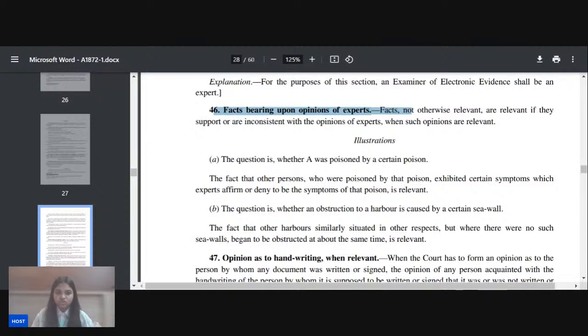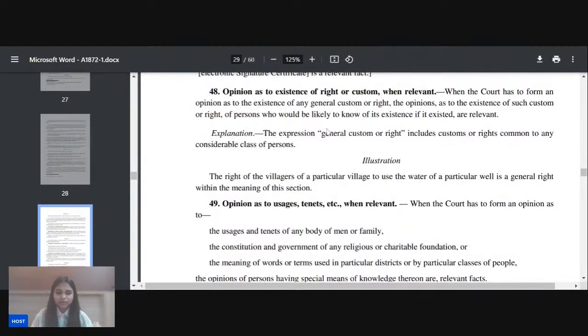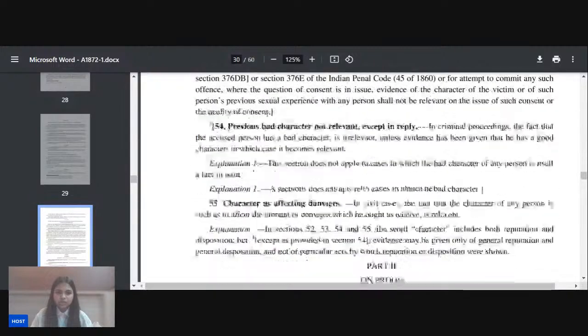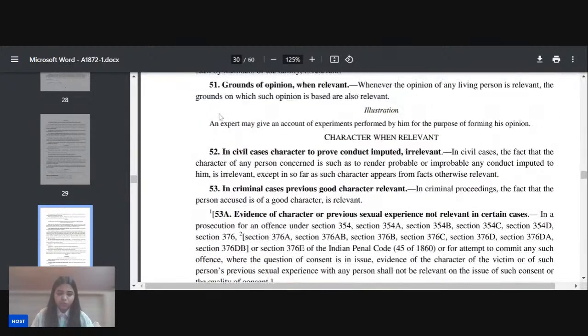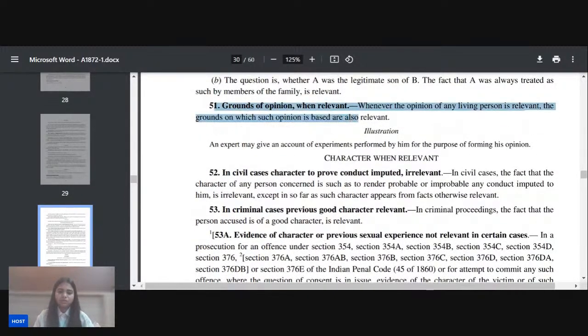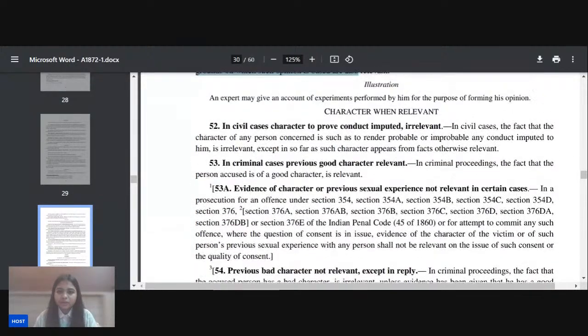So just go through 47 and 48. Now 48, again, as I told you, is related to sections 13 and 32 also. So from here till section 46, 47, 48, 49, and till 50, 51 you will see it goes to the opinion of a third person. Then 52 and 53 talk about character when relevant.